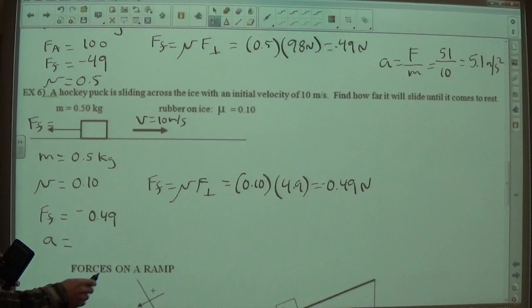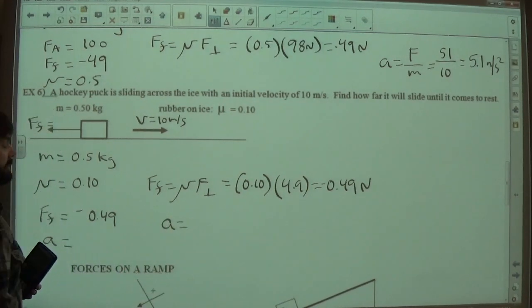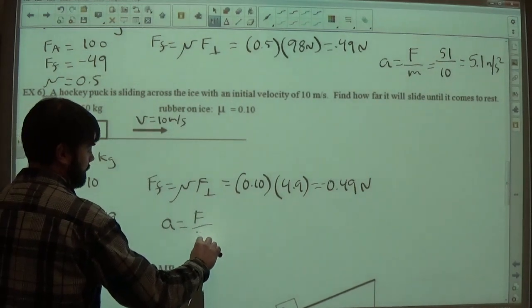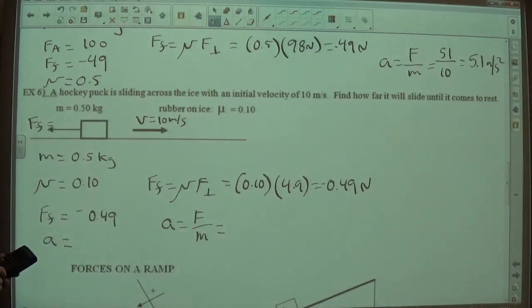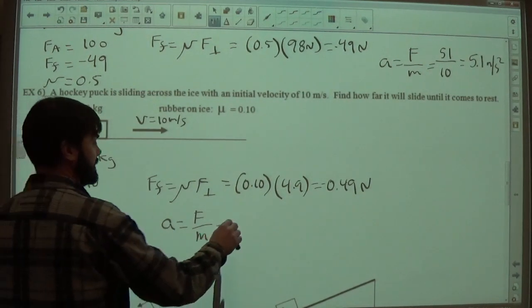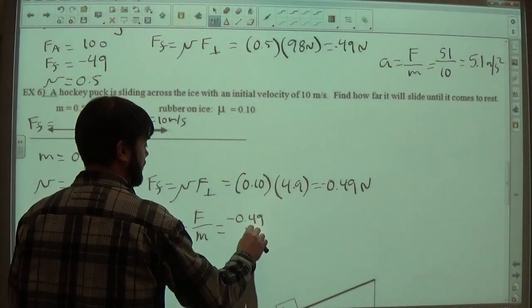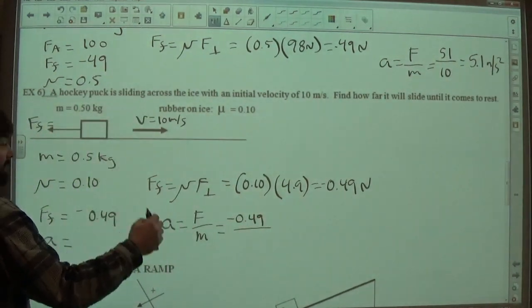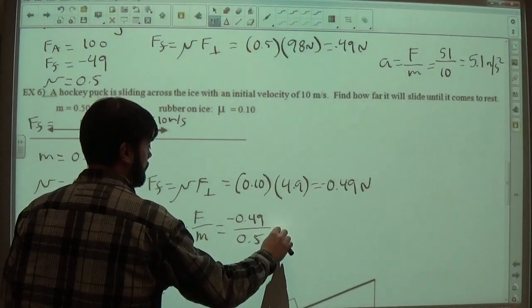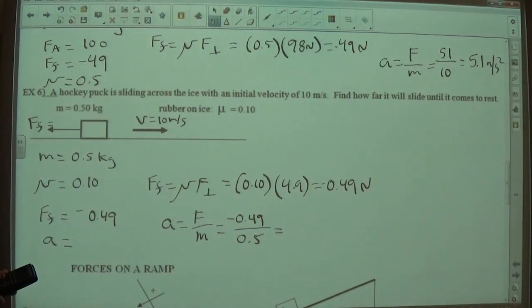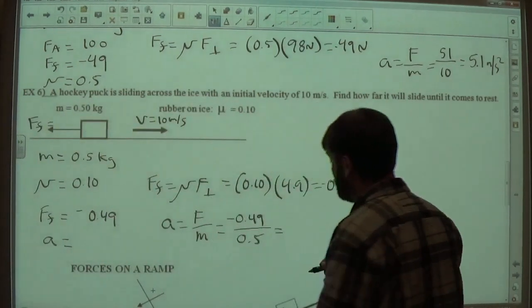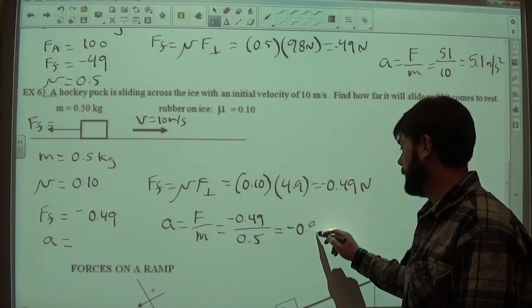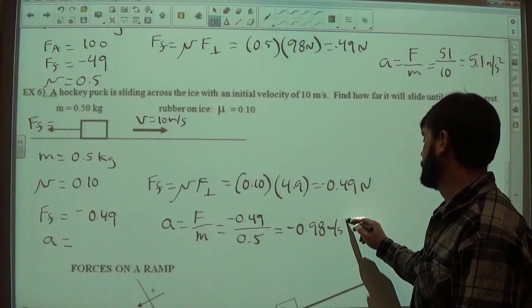So from there we should be able to figure out what the acceleration is. Acceleration is the force divided by the mass of this item. The force applied now, this is the net force, is a negative 0.49, and the mass of the total thing is 0.5. So 0.49 divided by 0.5 is really close to 1. It gives us negative 0.98 meters per second squared.